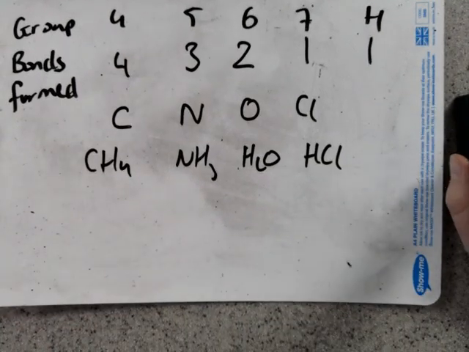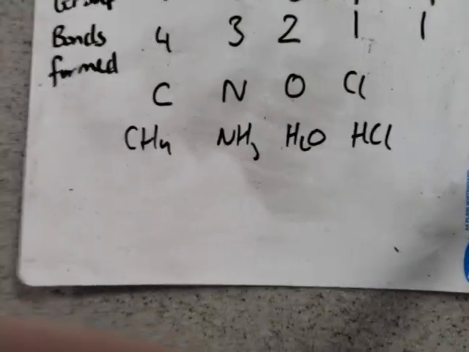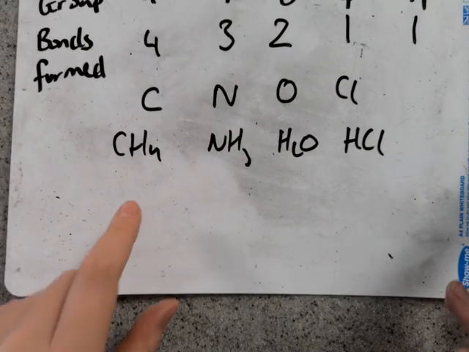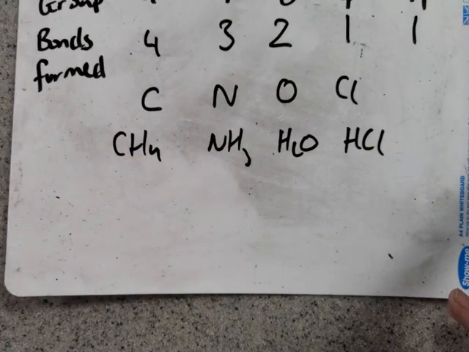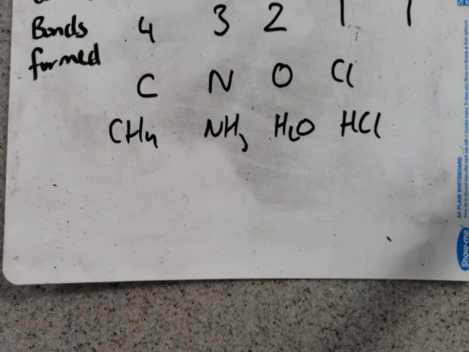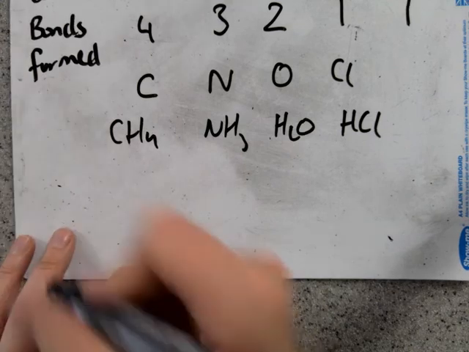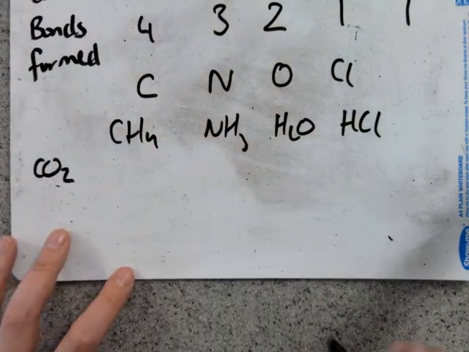So using this information, it should hopefully help us draw out some molecules. If you know how many bonds the elements need to form, it will help you figure out what to put in the center and whether to be using single or double or triple bonds. So let's look at an example, CO2.